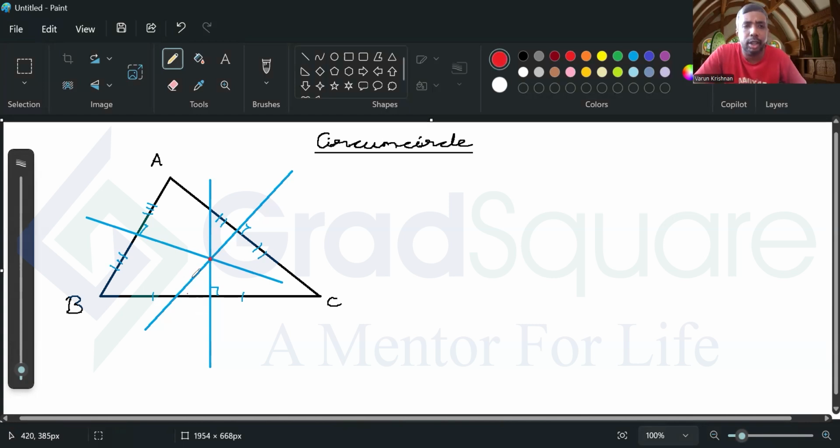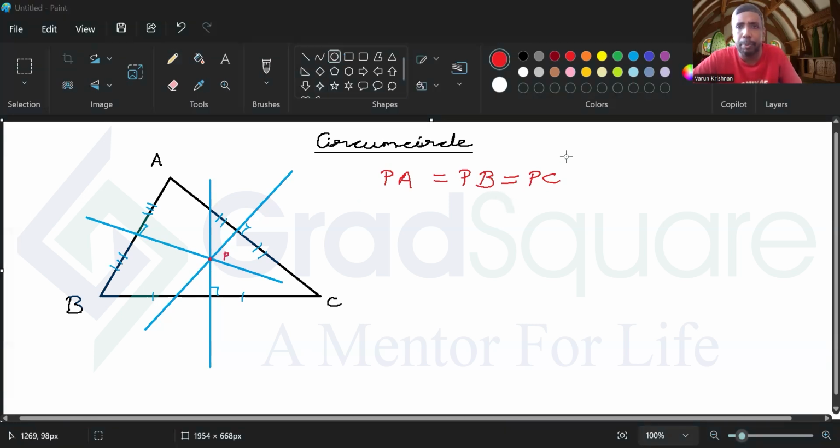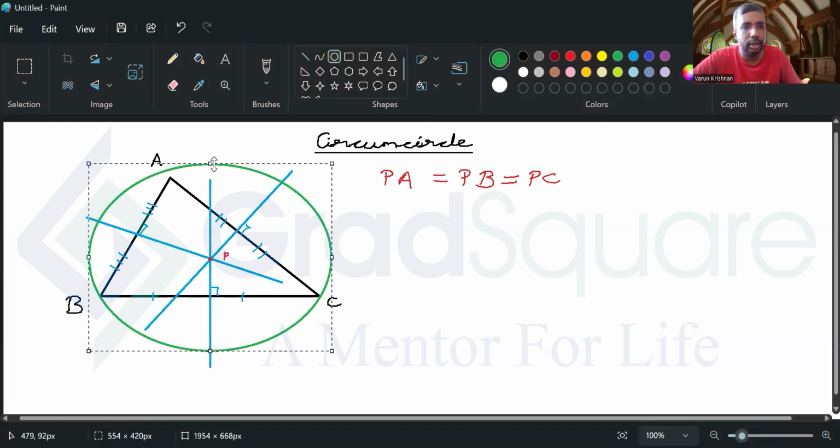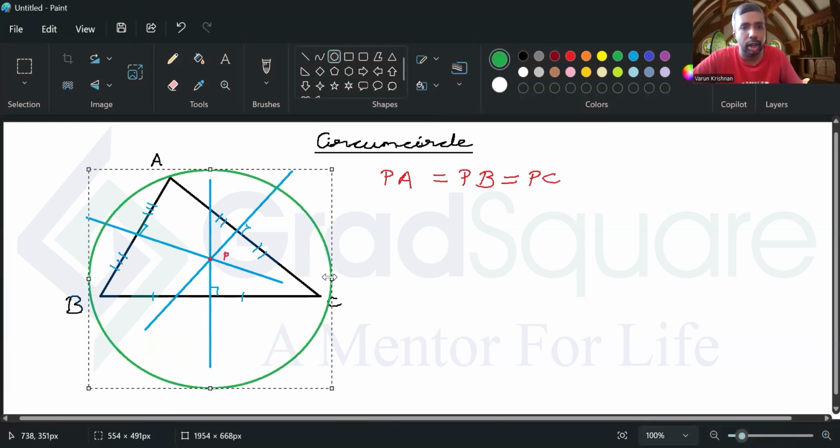And the property of the circumcenter, if I call this point, say P, is that its distance from all three vertices is equal, which means that the distance between P and A will be equal to the distance between P and B, which will be equal to the distance between P and C. That implies that if we construct a circle which has its center at P and takes any one of these three lengths, PA or PB or PC, as its radius, then that circle will perfectly circumscribe the triangle.